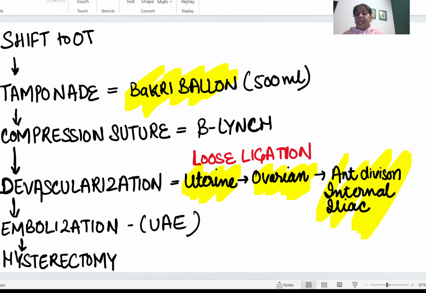Next we undergo embolization. We stop the blood flow by embolizing the arteries. So we undergo uterine artery embolization, and at last we undergo hysterectomy. Is it clear to you? So the first thing we are going to do in the OT is tamponade, then B-Lynch sutures, and in the last two procedures we are going to play with arteries. First we devascularize, and lastly we embolize the arteries.